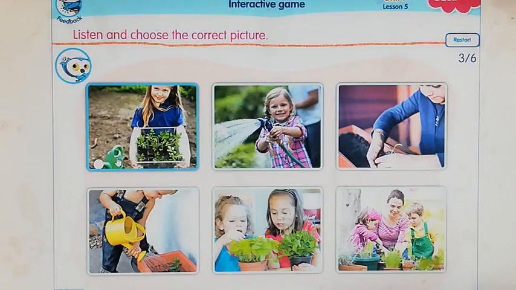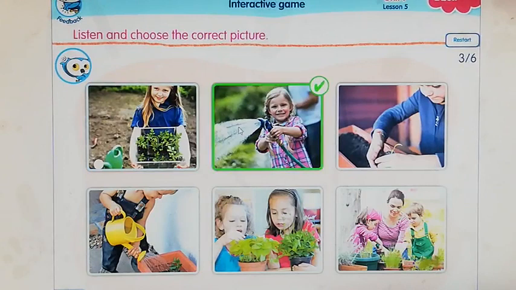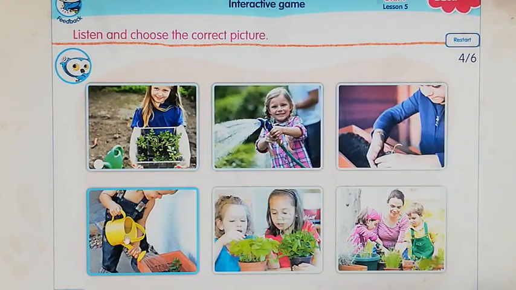This girl is watering the plants. The girl is watering the plants. We have two pictures of watering plants. One is a boy and the other is a girl. So we go for the girl who is watering the plants. This boy is watering the plants with a watering can. And it's a boy. So this is the boy who is using a watering can, the yellow watering can. Can you see that? Yes.